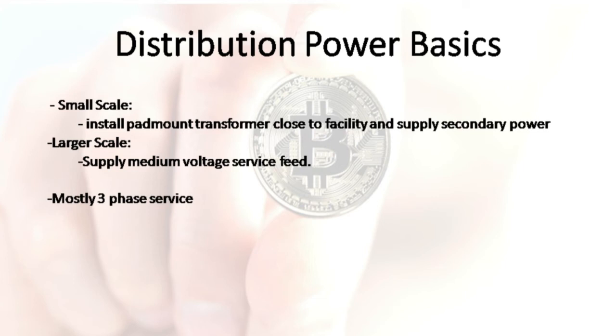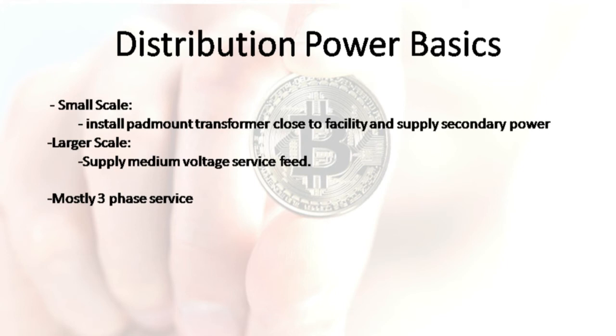Depending on the scale of the mining farm, your local utility may offer you two solutions on their utility feed. What I'm talking about is not the configuration, but the voltage of your service. If your mining farm is still considered small scale, utility companies may just install a pad-mount transformer close to your facility and supply you power in the 120 to 600 volt range, or what we call the secondary voltage range.